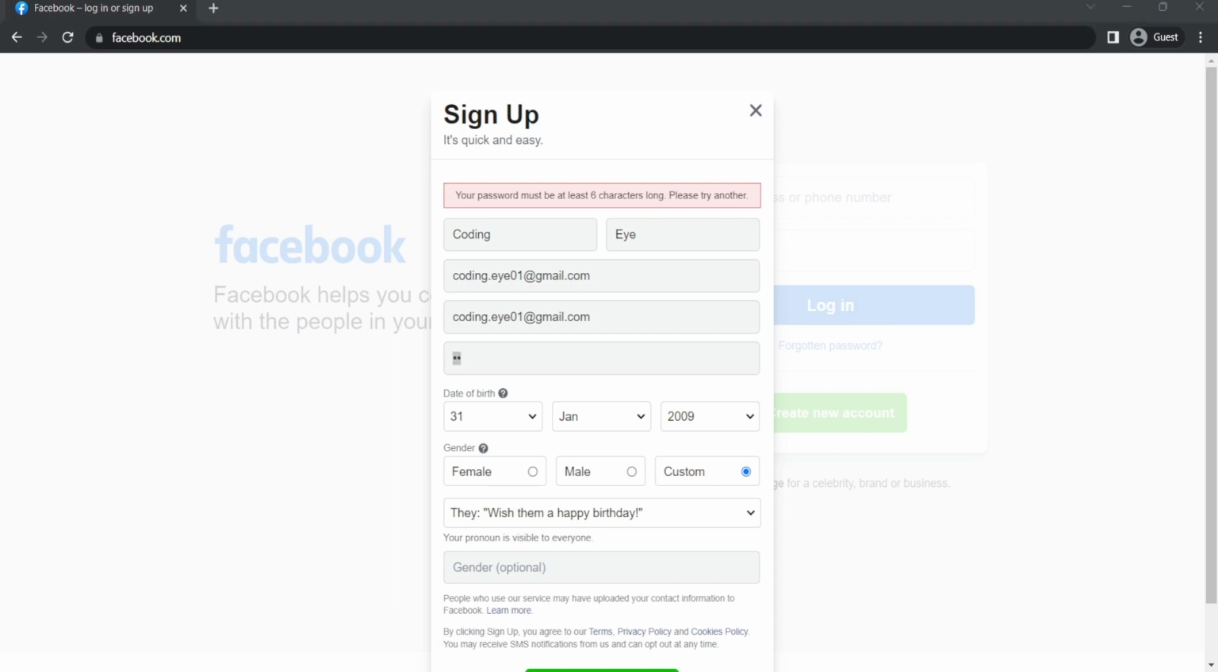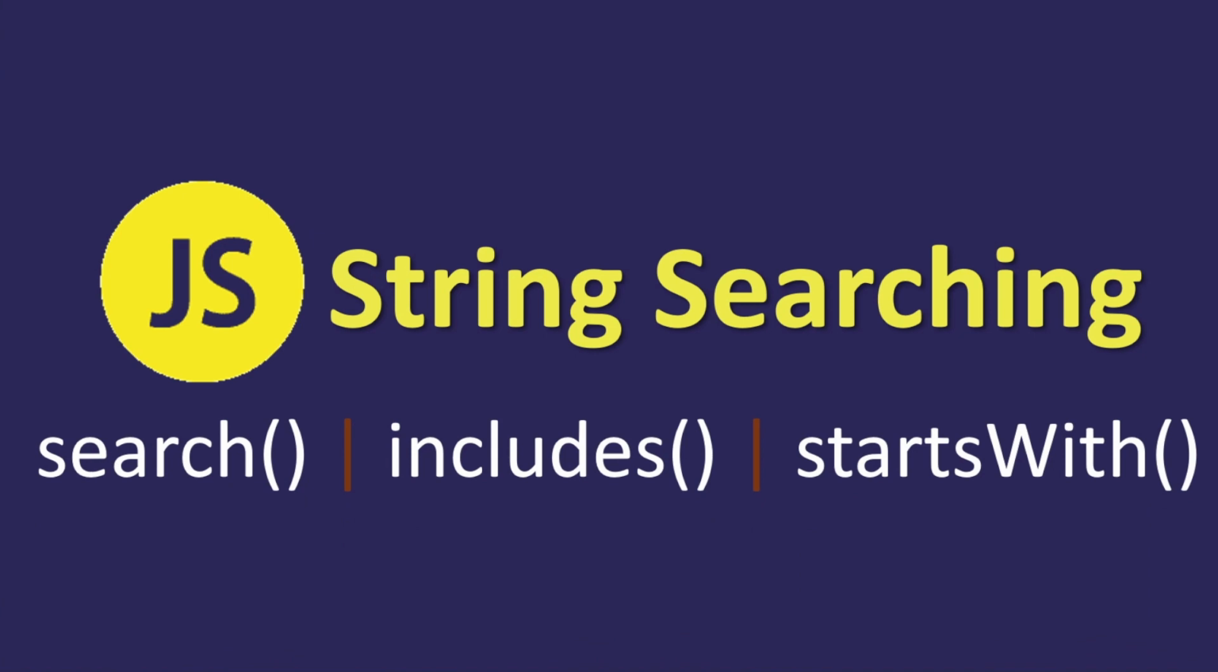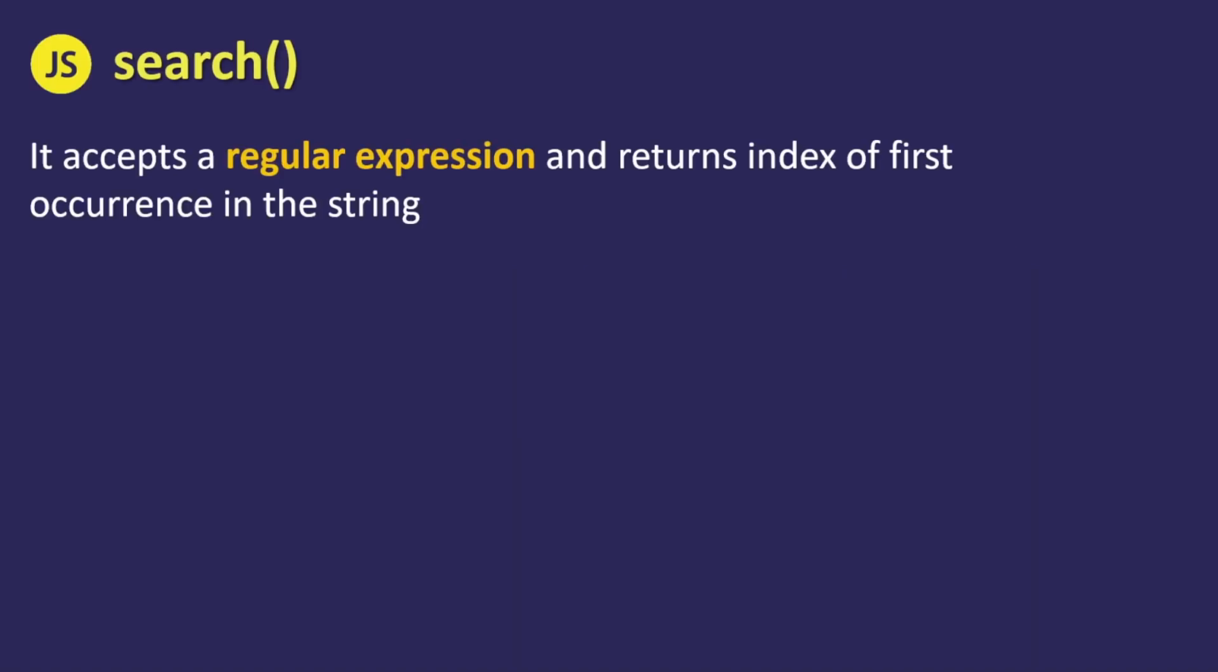Let's start with string searching operations, in which we again have three methods: search, includes, startsWith. There are other methods also available in string searching, but these three are the main important methods that we will discuss. The search method accepts a regular expression as an input parameter and returns the index value of the first occurrence in the string.